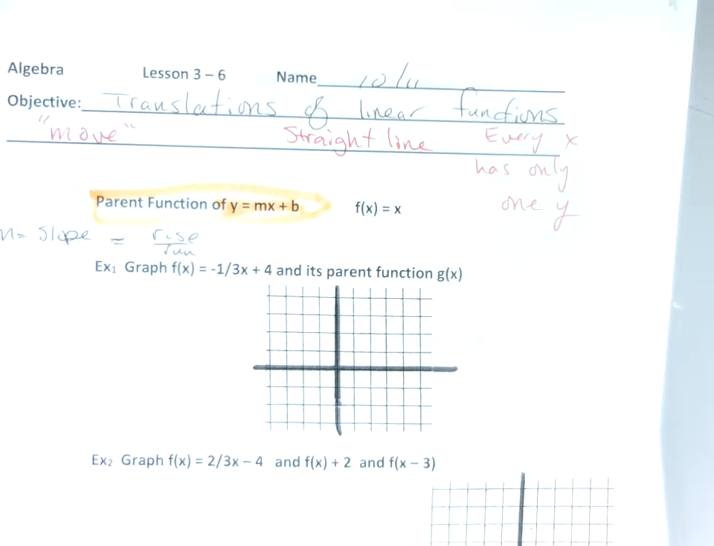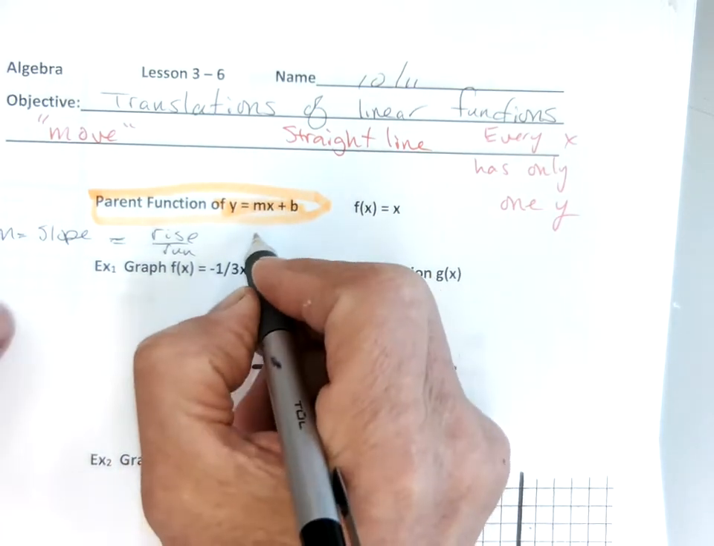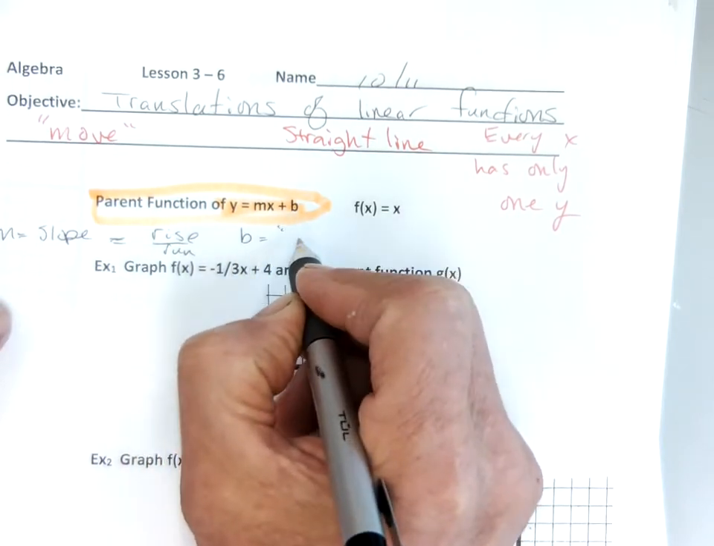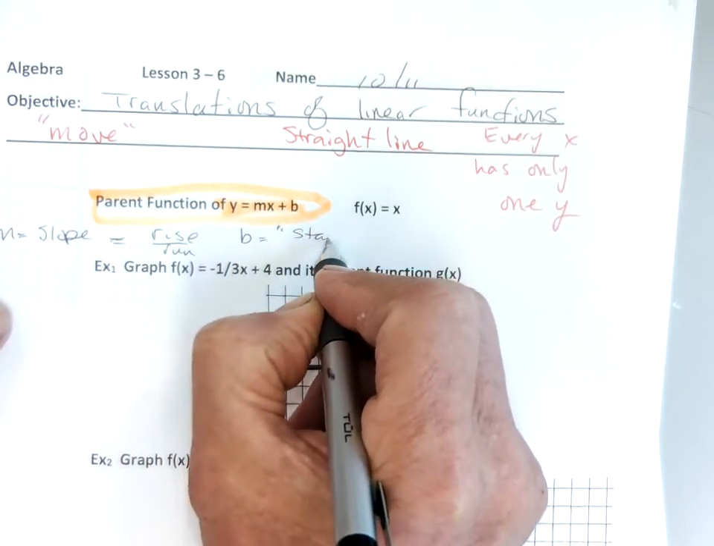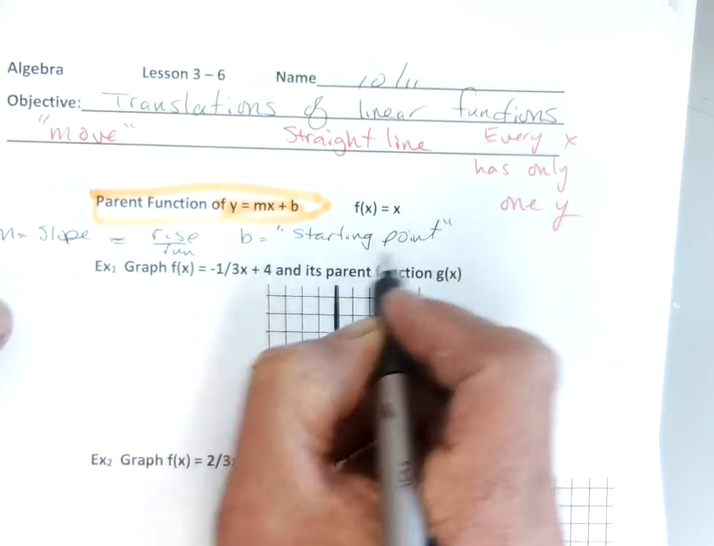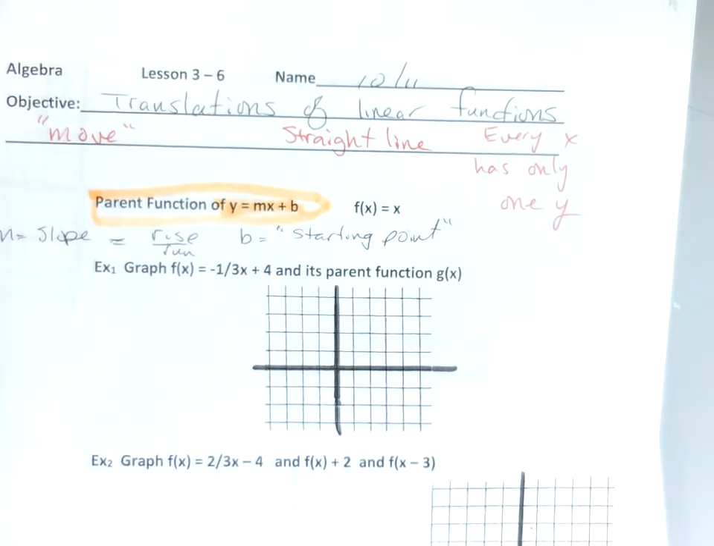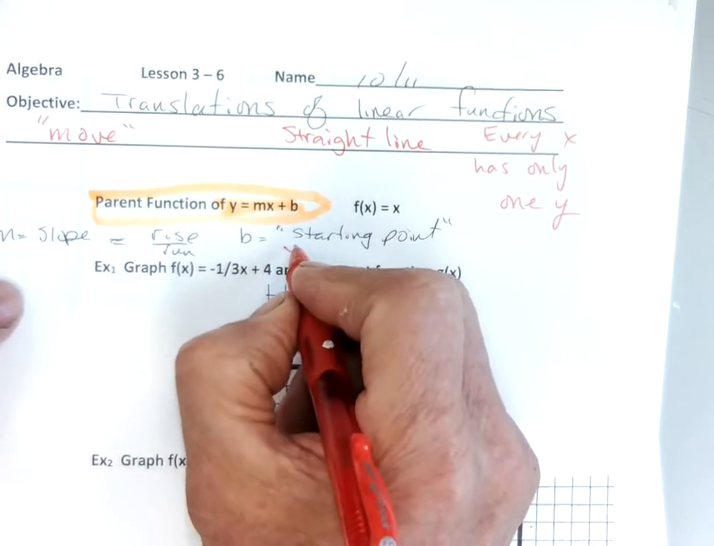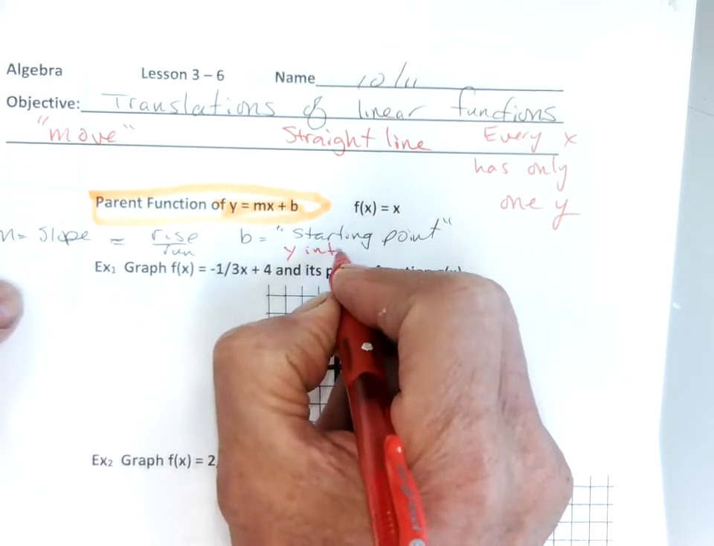And this value b, you can call it the starting point, but it's really called the y-intercept, okay? Some kids like to call it the starting point, but I like to call it the y-intercept.